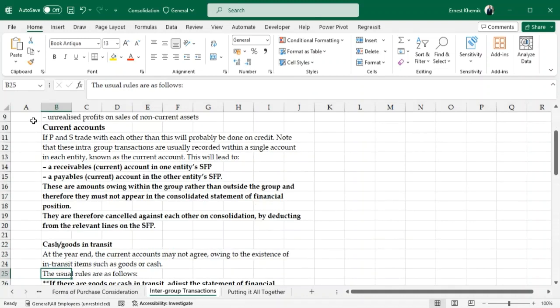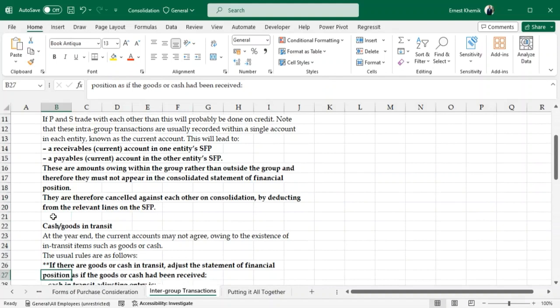As I said, the current account is talking about receivables and payables. So whenever you see in any question that there is a balance on the current account, note that we are referring to the receivables in one entity, and the payables in another entity. These are amounts owing within the group rather than outside the group, and therefore must not appear in the consolidated financial statements. Why? Because the group is a single economic entity. They are therefore cancelled against each other on consolidation by deducting from the relevant lines on the statement of financial position, which in this case are receivables and payables.